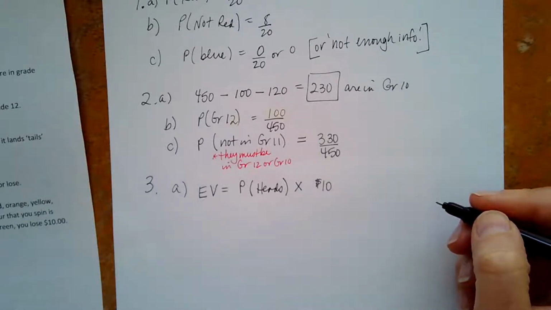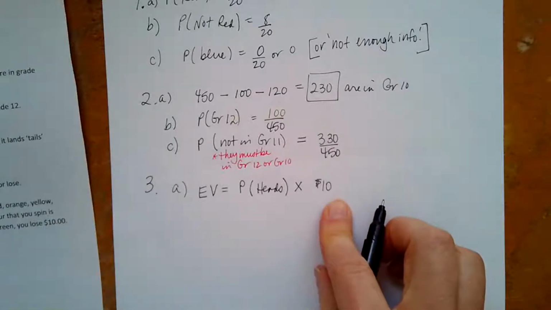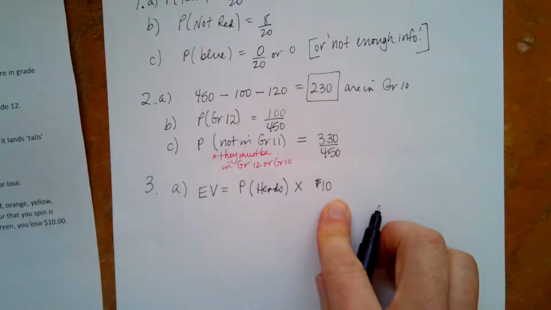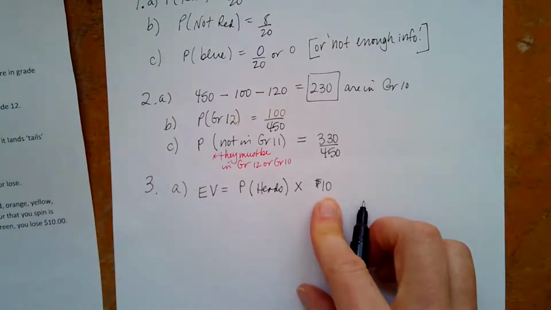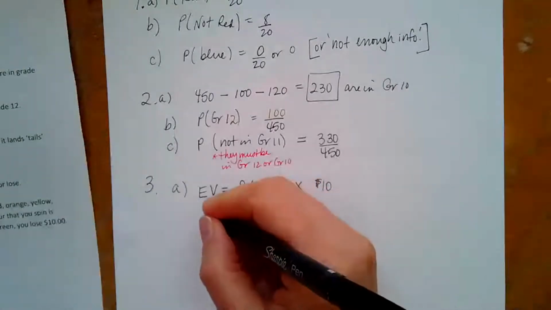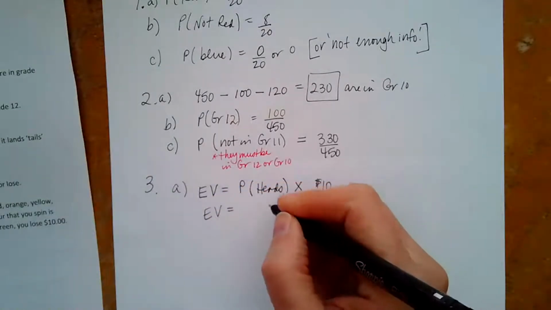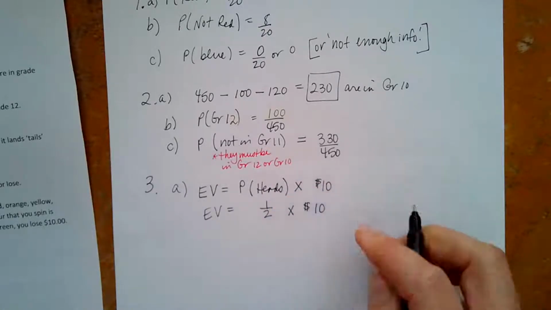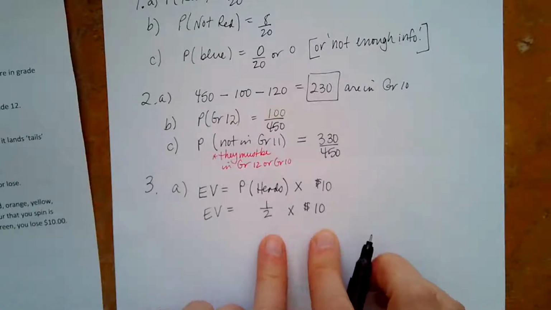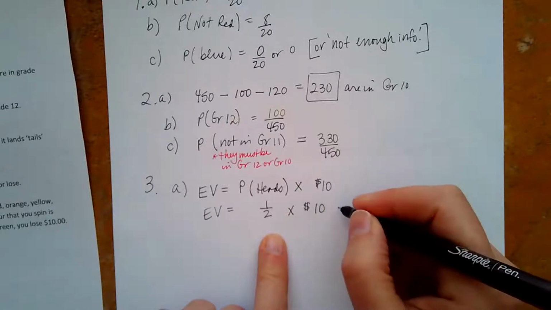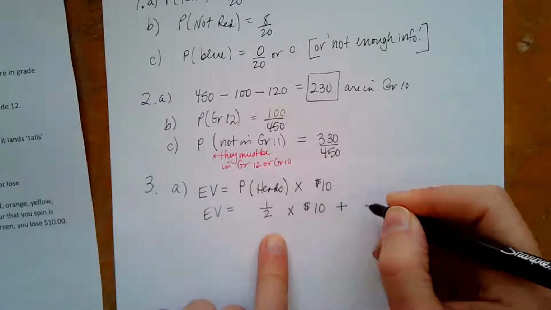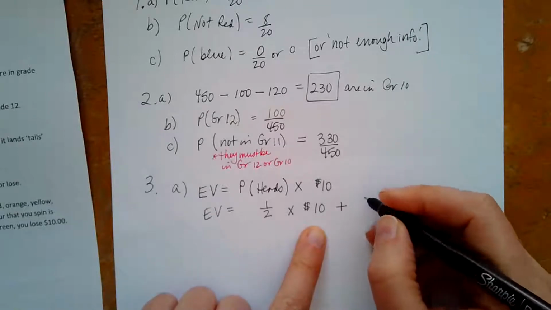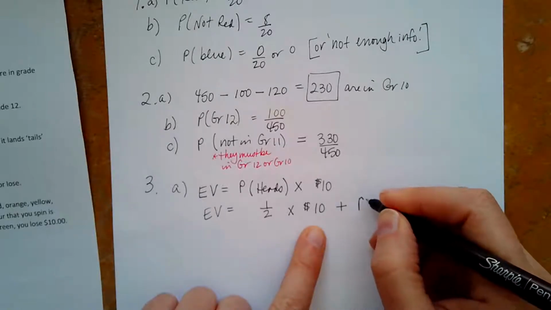If it lands tails, you have to pay $5. And then minus the cost to play, right? This is a little confusing for me even. So let's just do this. Expected value equals probability of heads, which is 1/2, times $10. Okay, so that's the probability of heads. And now I have to figure out if it lands tails, right? This is the cost, probability of tails.